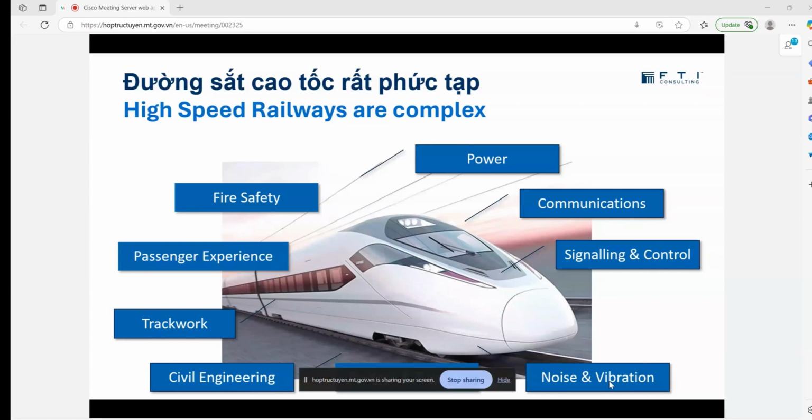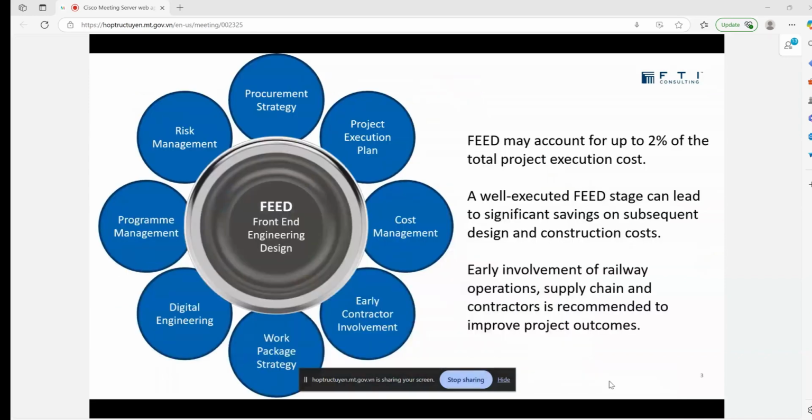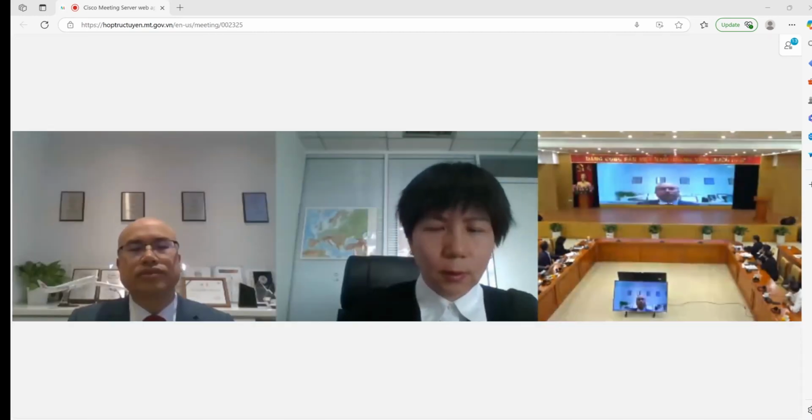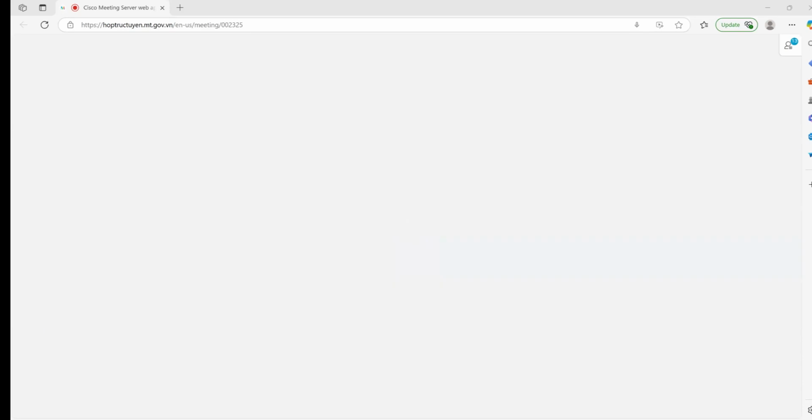So very quickly, you've heard a lot about FEED this morning or this afternoon. It covers a large area of work. Some people estimate it to be about, if it's done correctly, 2% of the total project cost. So this involves a lot of engineering, a lot of assessment, a lot of detail. And if it's done right, it can lead to significant savings.